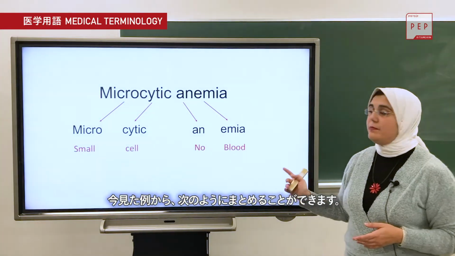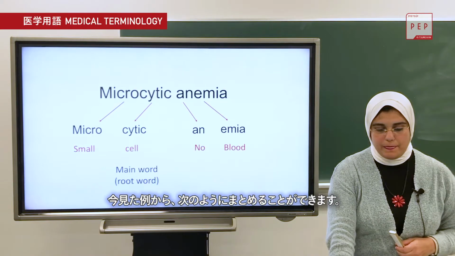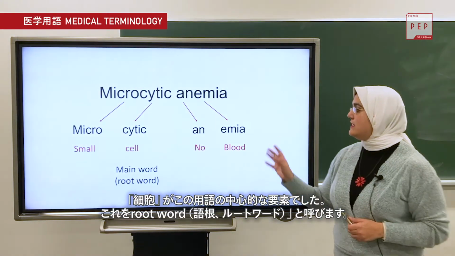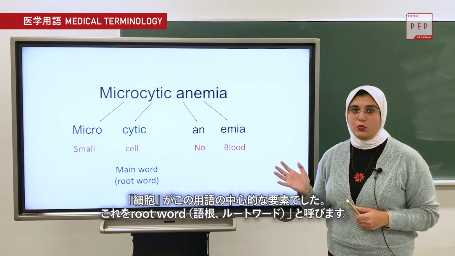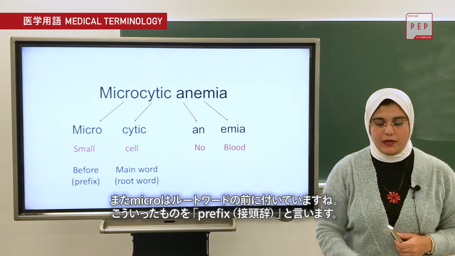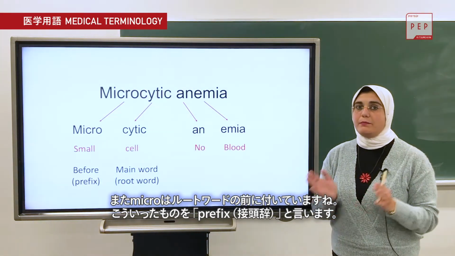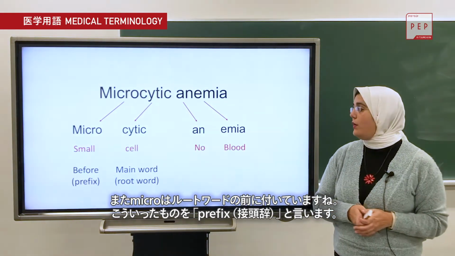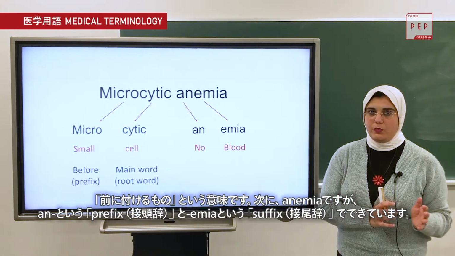So from this simple example, we can have the following conclusion. If we consider the cell, it's the main word, and we say it's the root word. Next is the small or the micro, which is located before the main root. So it's called the prefix. Prefix means before the main word.